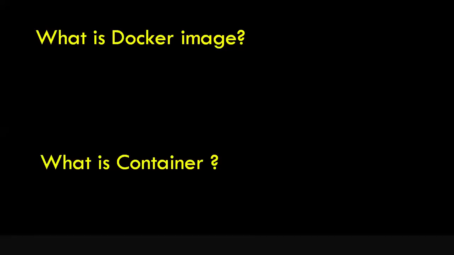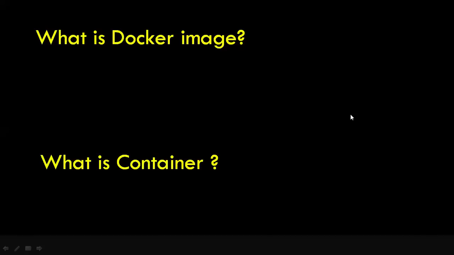I told you Docker is meant for containerization, which means you can package the application and all its relevant or dependent files into your Docker container. There are two concepts here: Docker image and Docker container. So what is an image? What is a Docker container? What is the difference between these two? You should be knowing it.